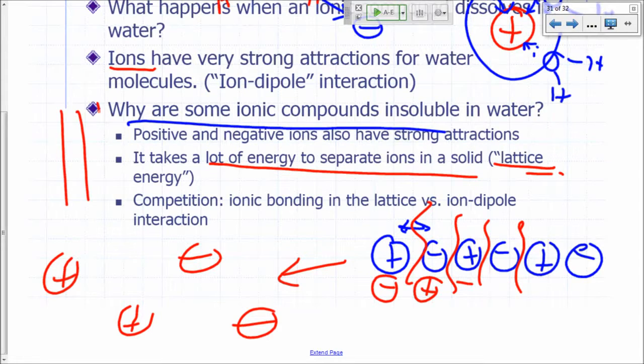Just like when you have a lattice pie, you have that structure shown, right? So if you have a regular arrangement of positives and negatives, you have what's called a crystal lattice. So you're looking at a competition then between ionic bonding in the lattice and ion-dipole interaction. So in some cases, the lattice energy is so strong that your ionic compound ends up being insoluble in water.